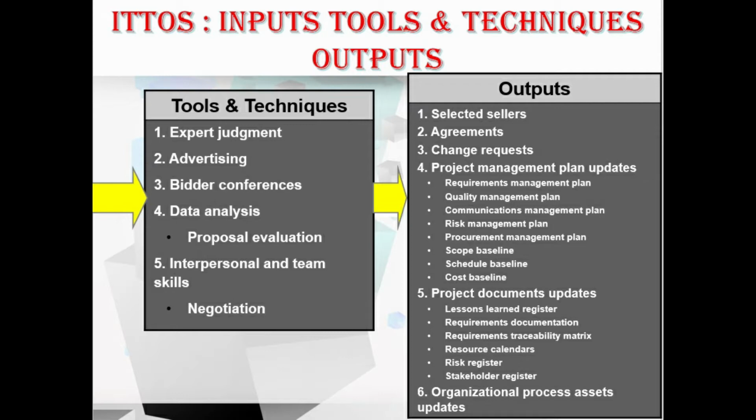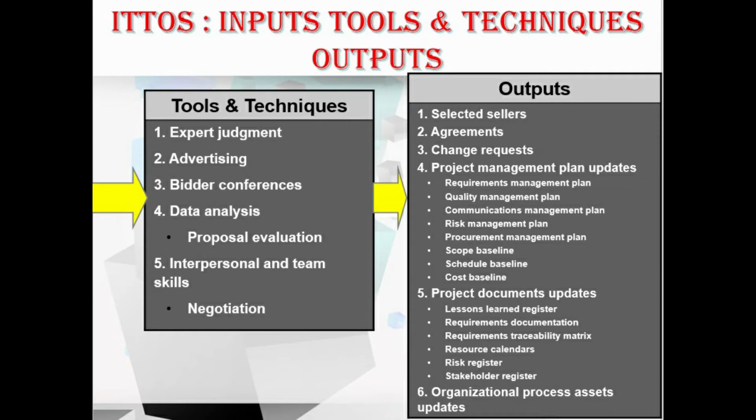And in outputs, we have the selected sellers, agreements, change requests, and project management plan updates, which contain the requirements management plan, quality management plan, communication management plan, risk management plan, procurement management plan, scope baseline, schedule baseline, and cost baseline.